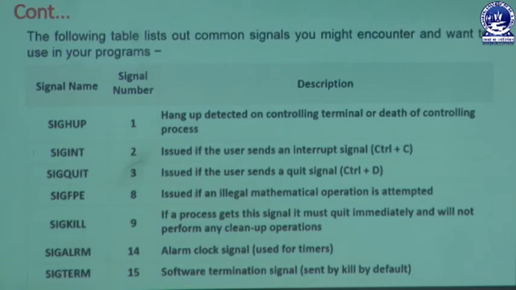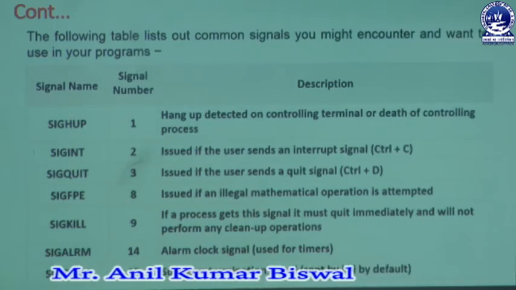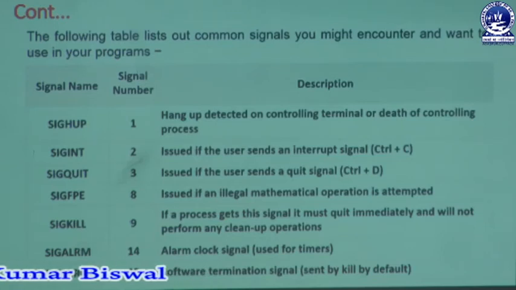Similarly, another type of signal is named SIGQUIT. It is known as a signal interrupt, and its number is 3. It is issued if the user sends a quit signal. Whenever that quit signal is forwarded, it is denoted through CTRL plus D. By using this shortcut key, it can create a quit signal to a process.